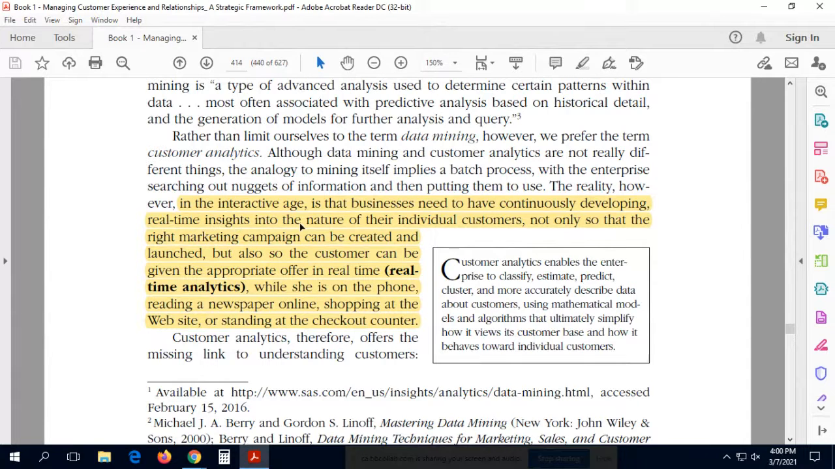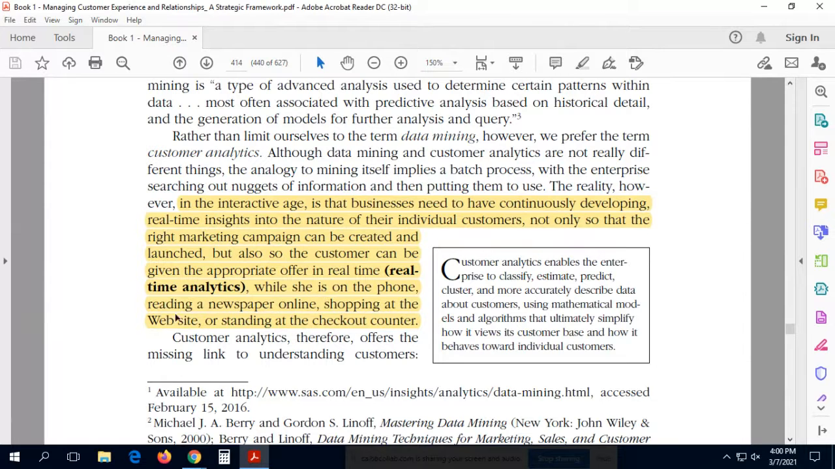Real-time insights, and that is what I was referring to a while ago, into the nature of their individual customers, not only so that the right marketing campaign can be created and launched, but also so the customer can be given the appropriate offer in real time while she is on the phone, reading our newspaper online, shopping at the website, or standing at the checkout counter.